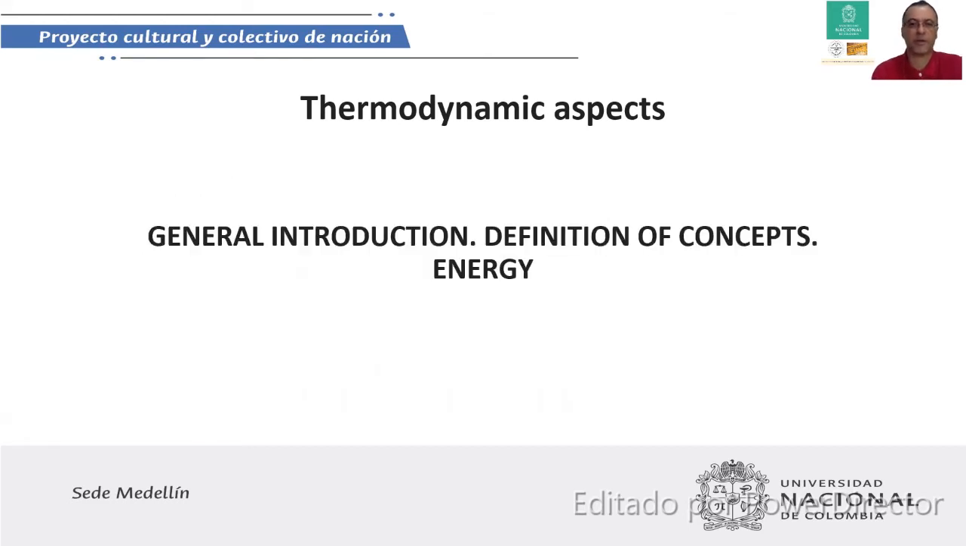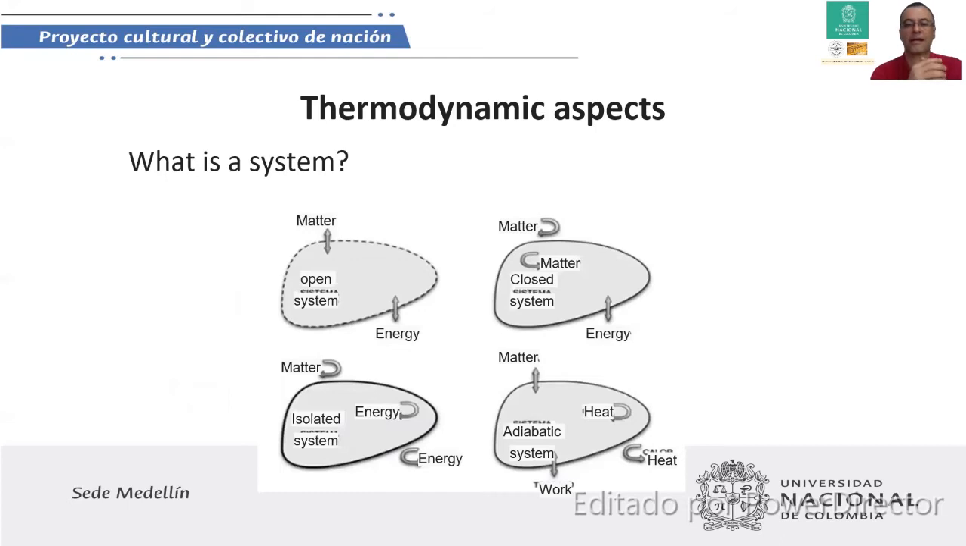Some thermodynamical topics as a general view of the concepts. First of all, we are going to discuss the systems. What is a system? A system is a part of the universe we are going to study. This is the system. The system is separated from the surroundings by the boundaries. The boundaries are the separation between the system and the surroundings. It's important to define that surroundings interact with the system, okay?